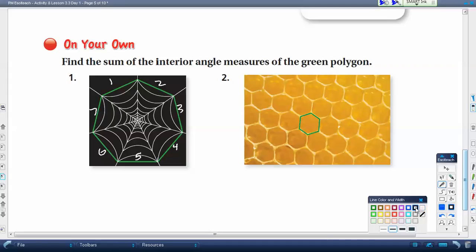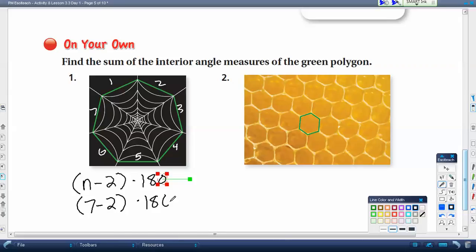So the only thing that's different is when I use my formula, n minus 2, and I multiply by 180. n minus 2 is 5. Right? There were 7 sides. Okay, so I should probably back up here in my work. So I have 7 sides minus 2 times 180. Okay, so I'm going to multiply 5 times 180.